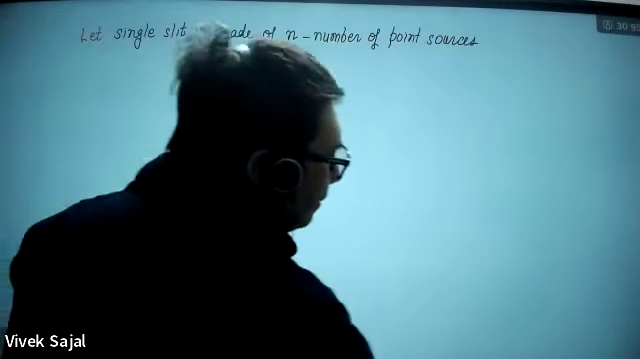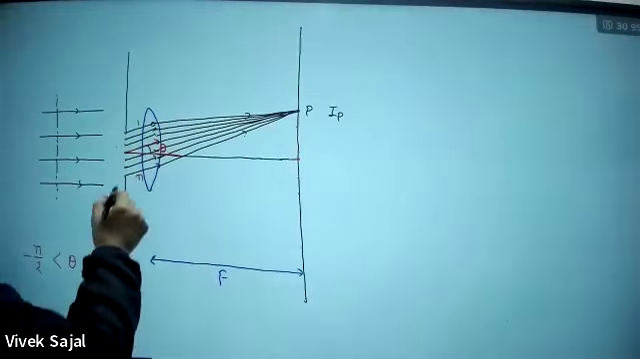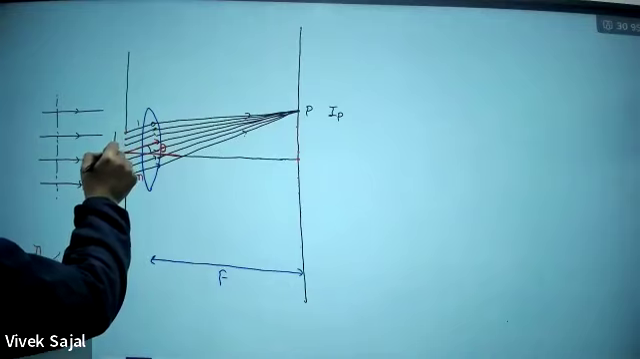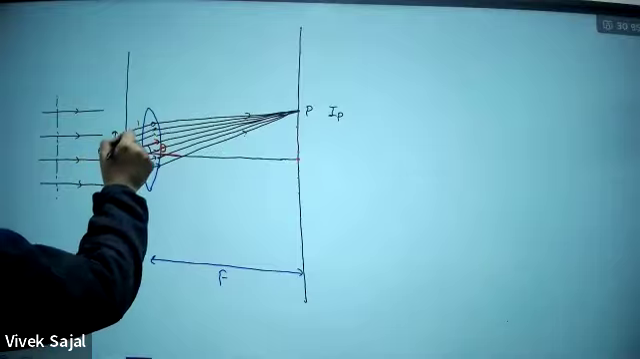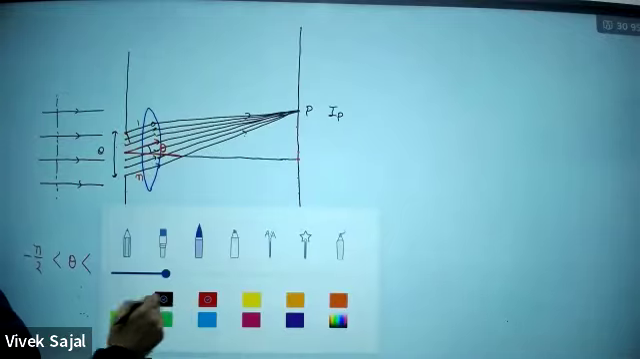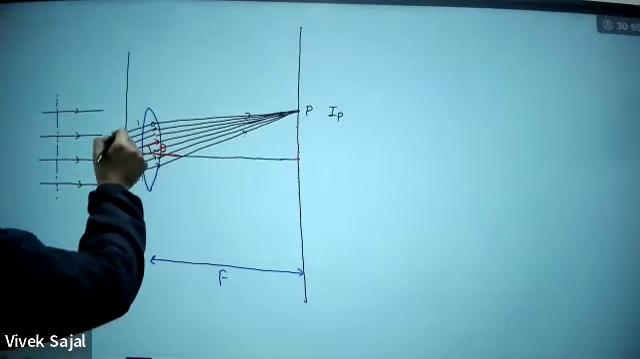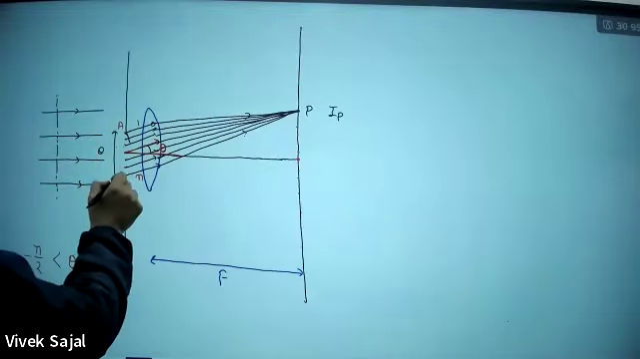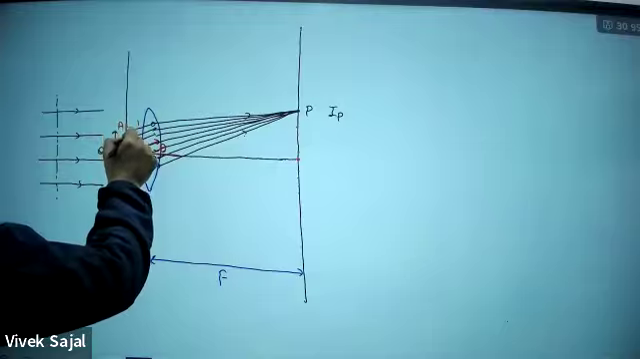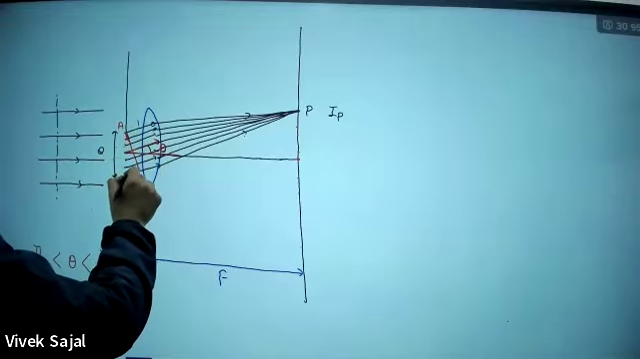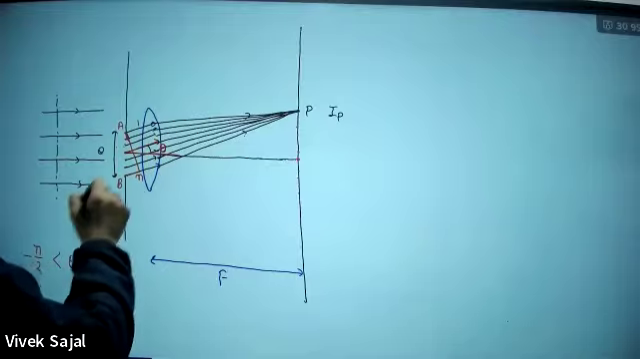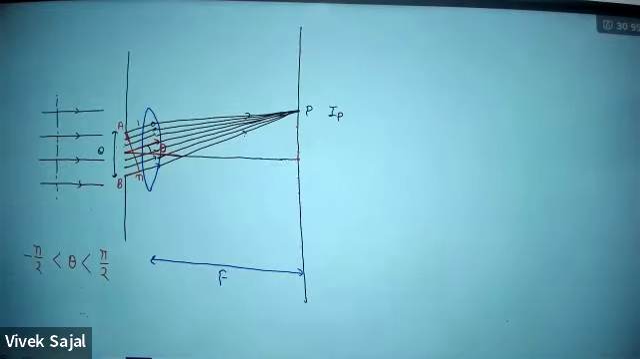So what will be the path difference between these two? If the slit width is e, then draw a perpendicular from here to here. Suppose this point is A and this point is B, then draw a perpendicular like this. So this will be the path difference.